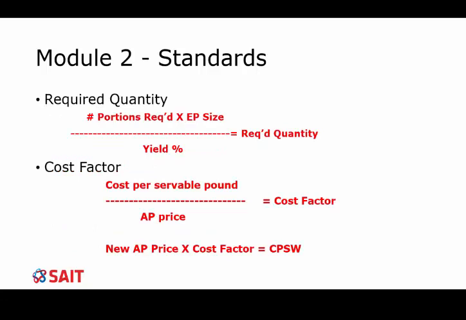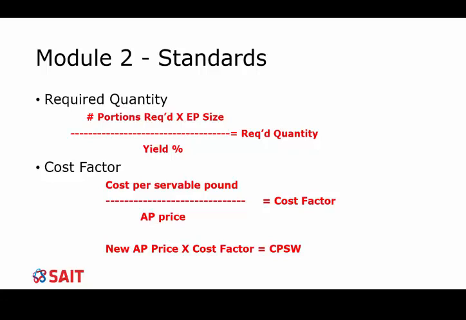The other calculation we did within this area was the required quantity. By using the yield percentage and how much product we have remaining, we're able to calculate exactly what is required as we're preparing product. So it's the total number of portions required, and we're going to multiply it by our edible portion size, for example, a 6-ounce portion or a 12-ounce portion. Divide this by our yield percentage and it gives us that required quantity. Really beneficial for portioning.